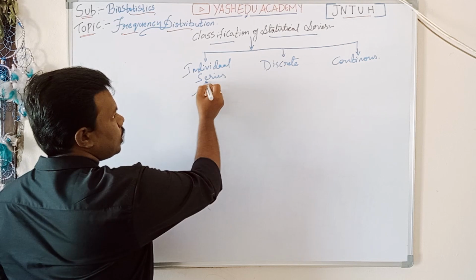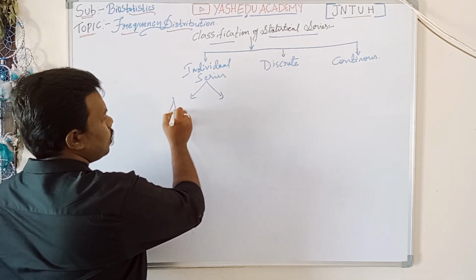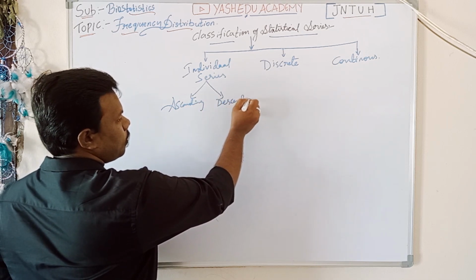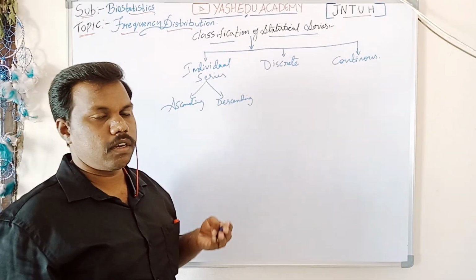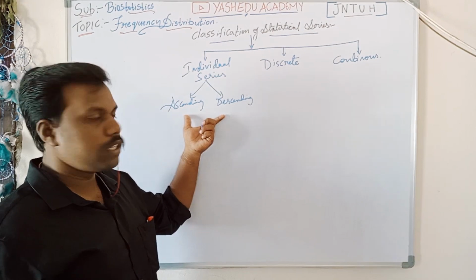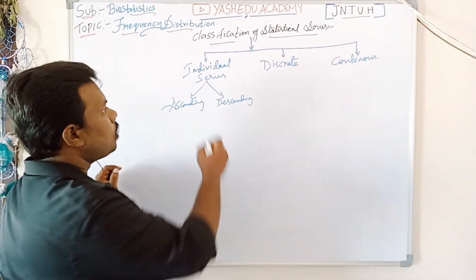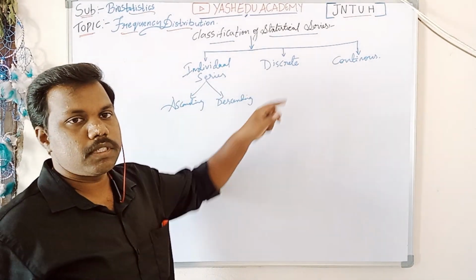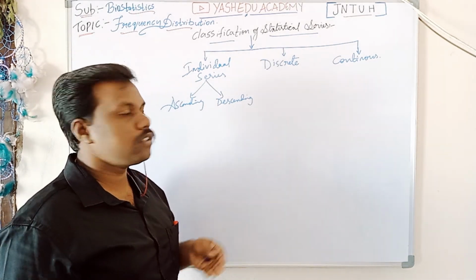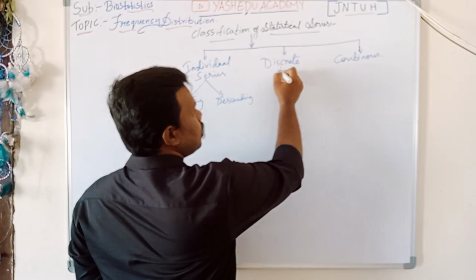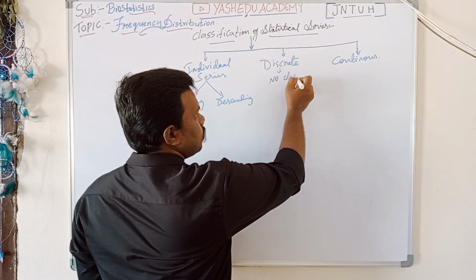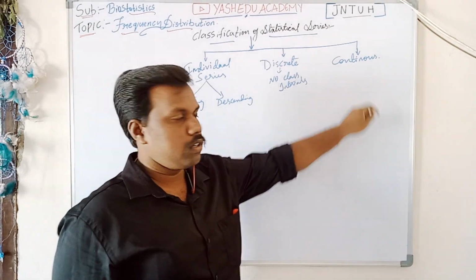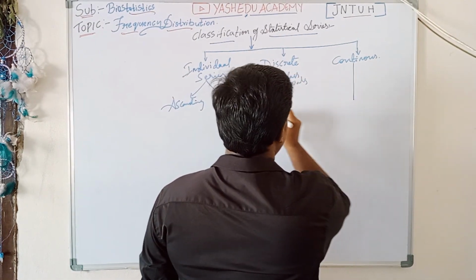The individual series is again divided into two types: one is ascending and the other is descending. The statistical table is organized based on ascending and descending order. In the individual series, the data is available in ungrouped form. Now discrete means the data is organized in a tabular form, but it has no class intervals. Now continuous is again divided into five types.